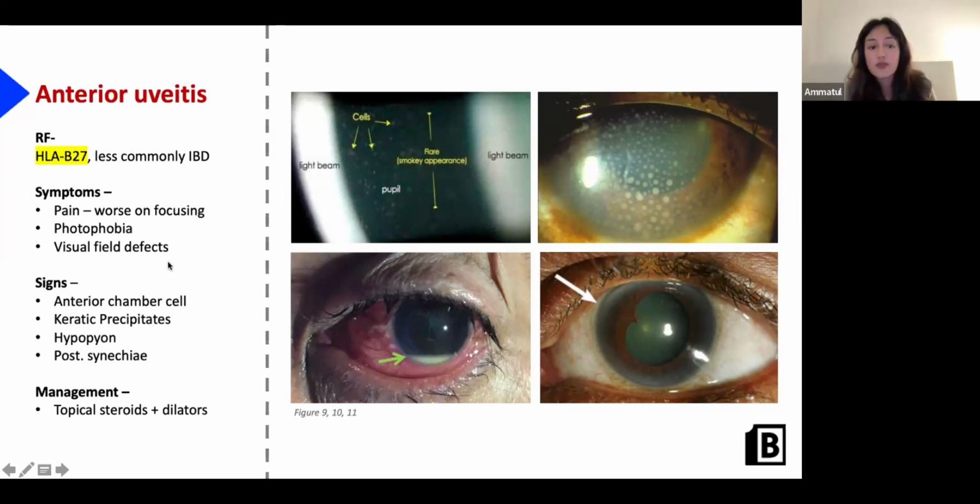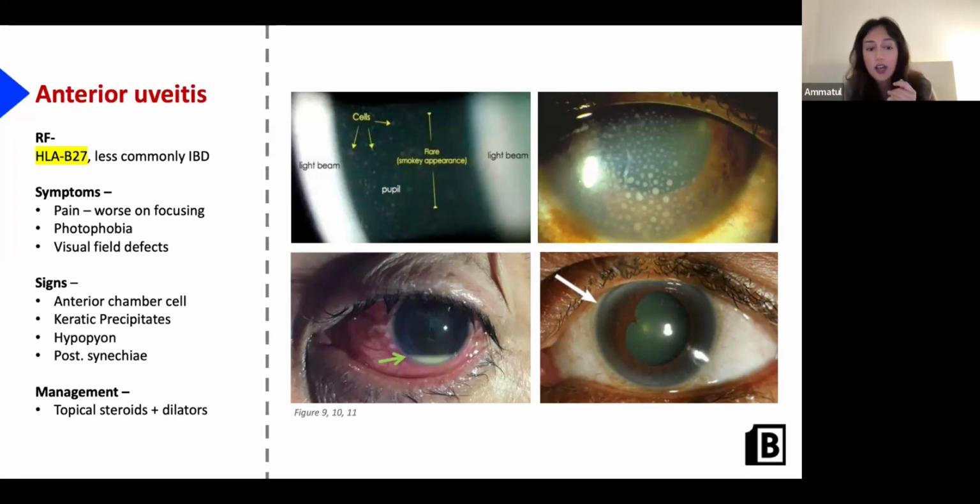So in terms of management, topical steroids are the main treatment and used to reduce inflammation and prevent adhesions in the eye. In posterior uveitis, systemic steroids should be considered, because in posterior uveitis, the topical steroid would not penetrate into the posterior segment.